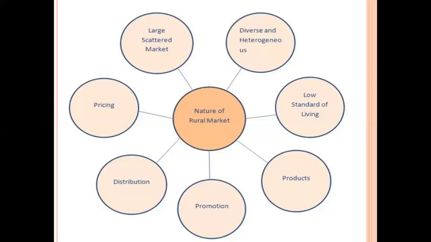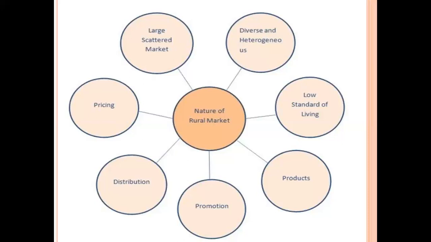Next are products. When we are talking about products, marketers need to focus on the products. Mostly they buy FMCG products and agriculture products like fertilizers, pesticides, seeds, and farming equipment. Consumption of FMCG is also very high in rural areas. And slowly we are seeing that rural customers are demanding electronic goods also. So that is also one area.